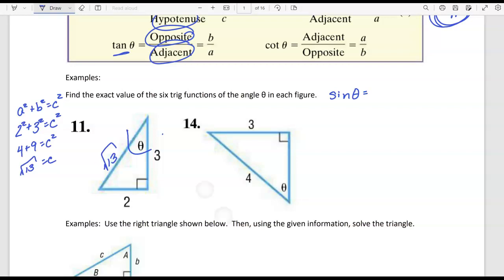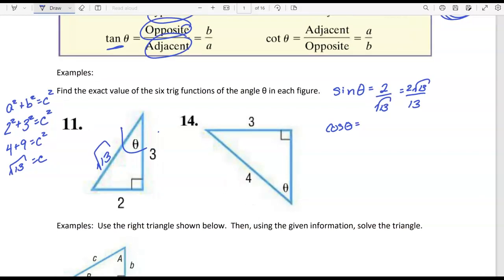So sine is going to be opposite over hypotenuse. So it's going to be 2 over the square root of 13. And if we rationalize, multiply the top and bottom by square root of 13, we get that. Cosine is adjacent divided by hypotenuse. So we have 3 over square root of 13, which is going to be 3 square root 13 over 13.